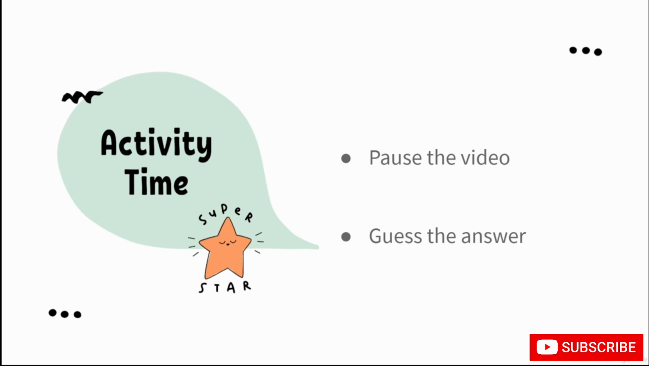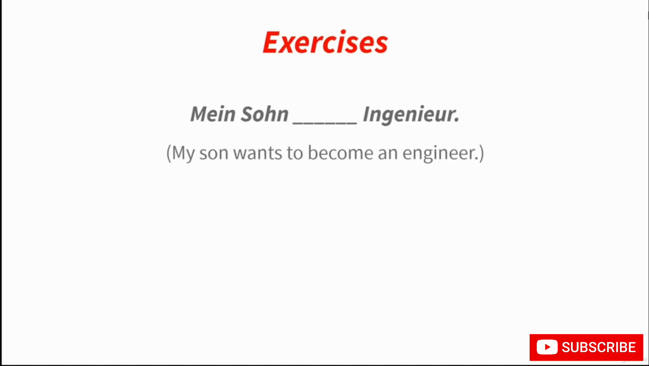Okay, so far we have learned the difference between bekommen and werden. Now it's activity time. I want you to pause the video and try to guess the answer. The answer can be werden or bekommen. In English, this sentence means my son wants to become an engineer. What do you think is the answer? It must be wird. Why?